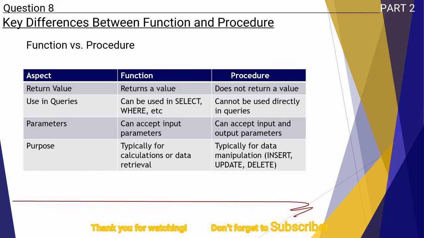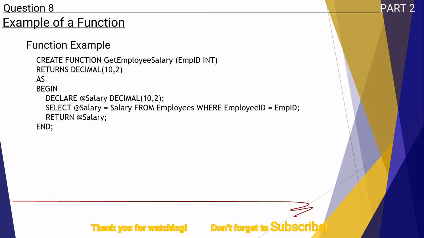Here is a quick comparison between a function and a procedure. A function always returns a value, whereas a procedure does not. A function can be used directly in SQL queries like select and where, while a procedure cannot. Functions generally accept input parameters, while procedures can handle both input and output parameters. Functions are often used for calculations or data retrieval, whereas procedures are more commonly used for data manipulation operations like insert, update, and delete.